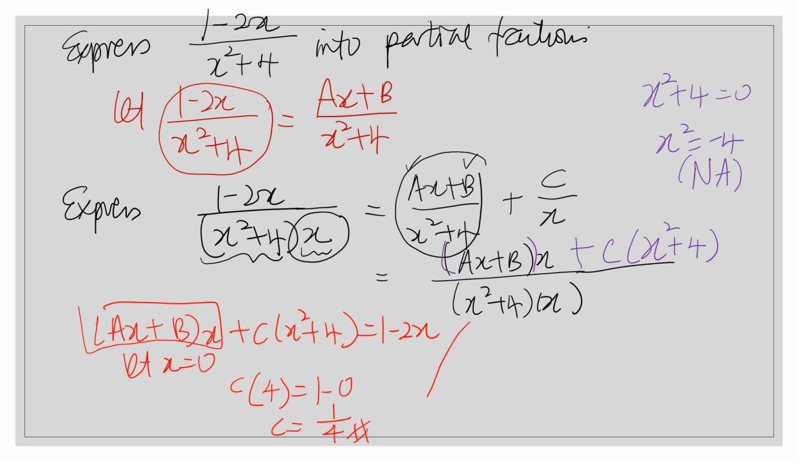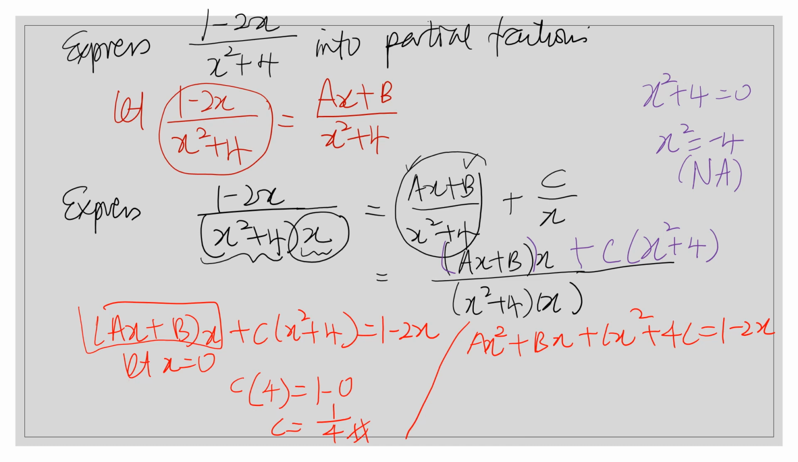Alright, then the next thing is that we can do substitution method. No, sorry, we can do elimination method. Sorry, we can use compare coefficients of similar terms on both sides, which is easier. So we're going to expand it. So you will have ax squared plus bx plus cx squared plus 4c equals to 1 minus 2x. So what we're going to compare, if you look at it, there's only one constant term, that is c, which I've already found earlier, c equals to 1/4.